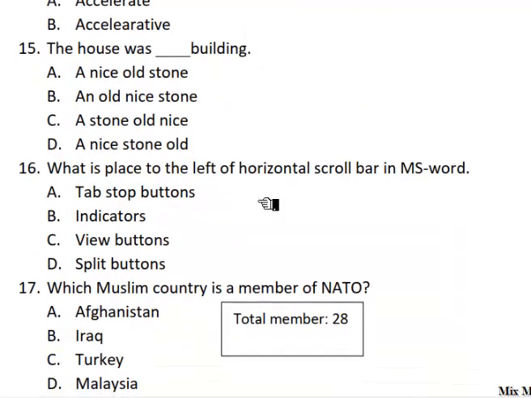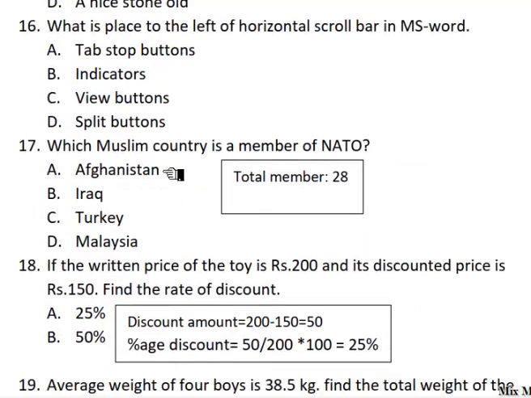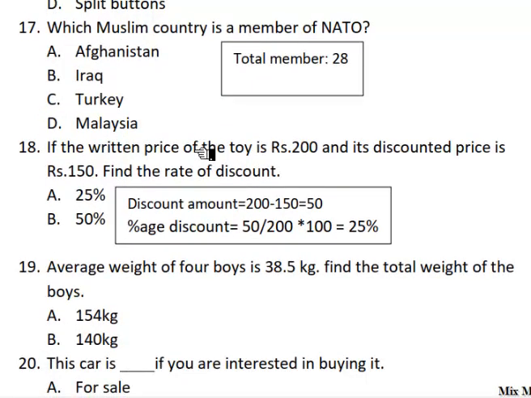Question 16. What is placed to the left of horizontal scroll bar in Microsoft Word? The correct option here is view buttons. Question 17. Which Muslim country is a member of NATO? So the correct option here is Turkey. Question 18. If the written price of the tie is Rs 200 and its discounted price is Rs 150, find the rate of discount. So the correct option here is 25%.